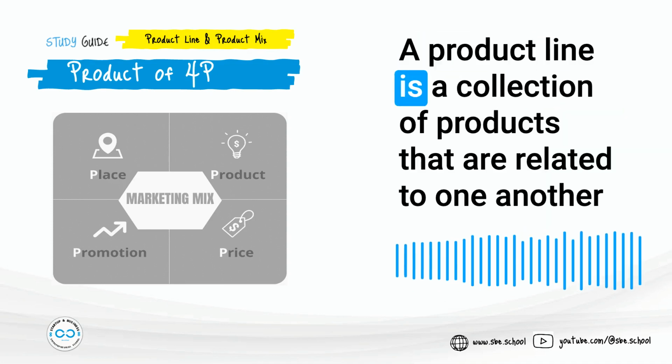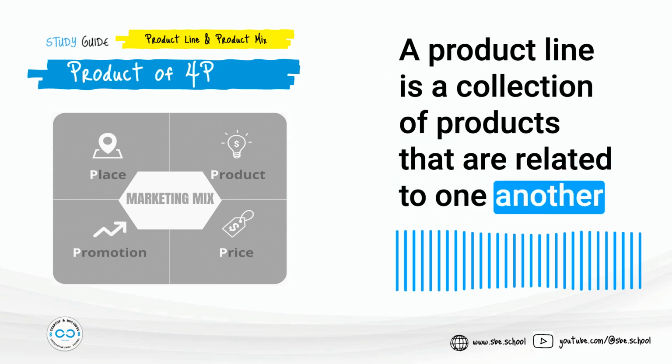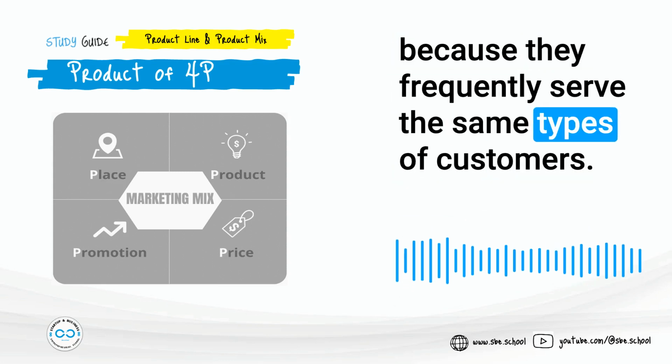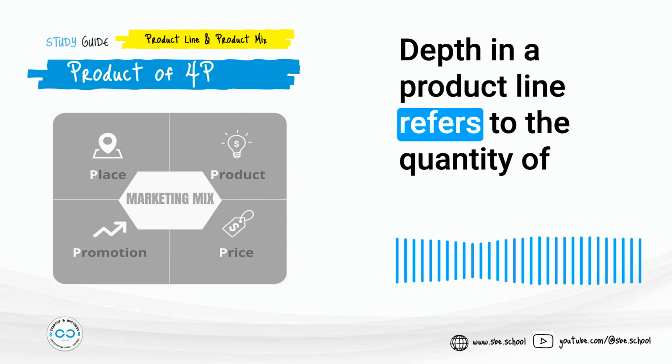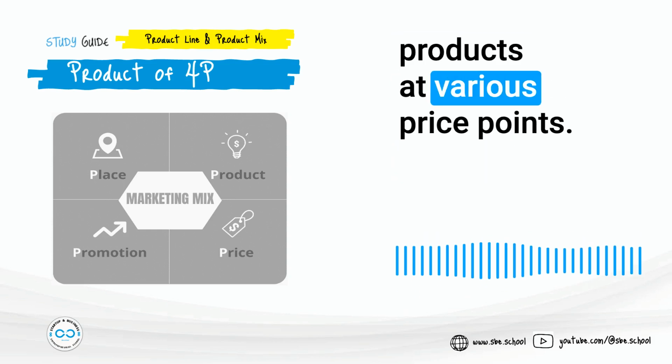A product line is a collection of products that are related to one another because they frequently serve the same types of customers. Depth in a product line refers to the quantity of products at various price points.